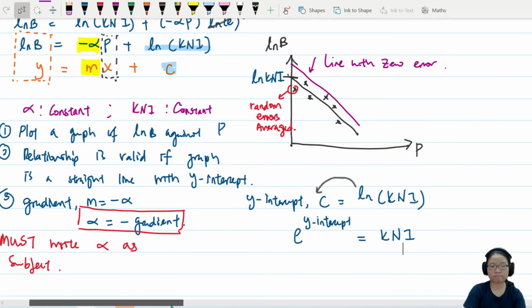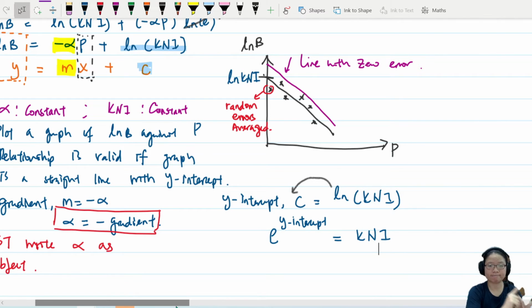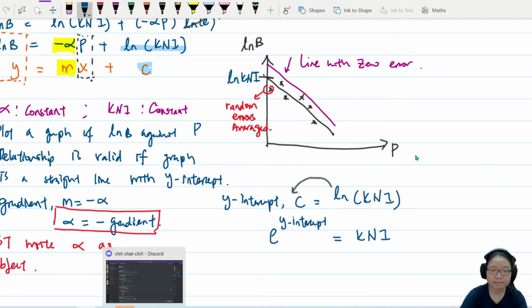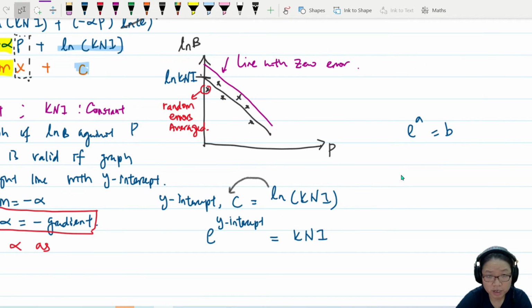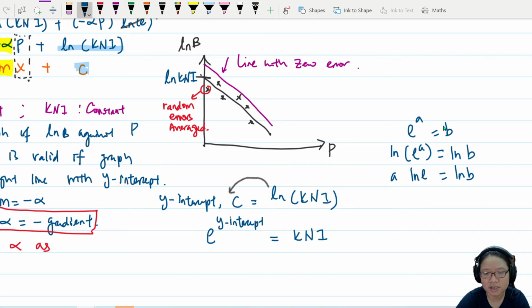So think about ln and e. Let me write down another example for you. If you want to think about where this is coming from, let's say I have e to the power of a is equal to b. I want to find b. So I'm going to ln both sides again. We have done this before. This is equal to ln b, and this is a, ln e is equal to ln b, and this whole thing becomes 1. So a is equal to ln b.